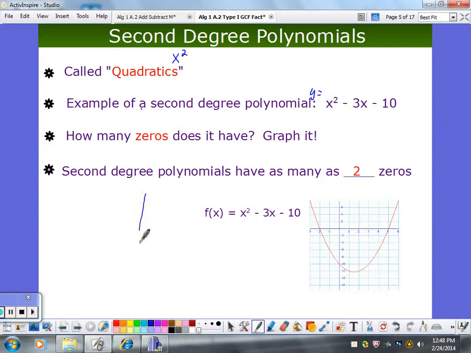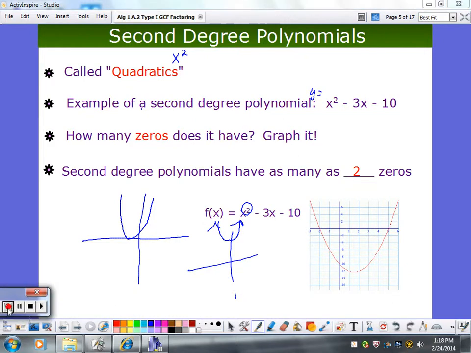Can it have less than 2 zeros? Yes. You could have one of these that just touches and bounces back up. That's 1 zero. You could have one that doesn't touch at all. So you can't have more than 2, but you can have 2, 1, or 0. And what's your clue here? You look at the degree. Can't have more than what the degree is. If it's negative, it flips it over. Yeah. All right. When we come back from lunch, we'll talk more.